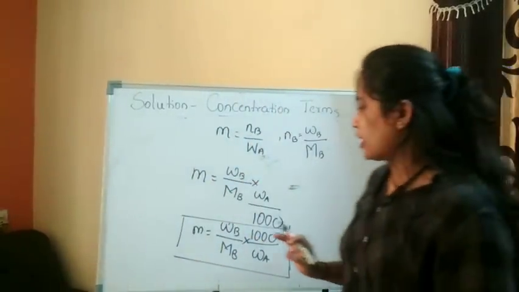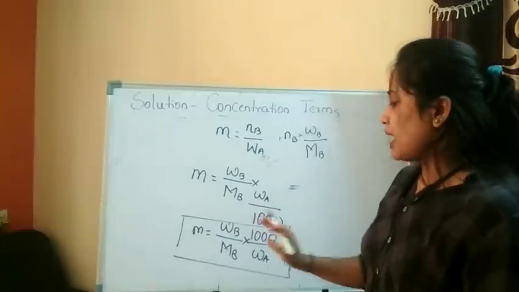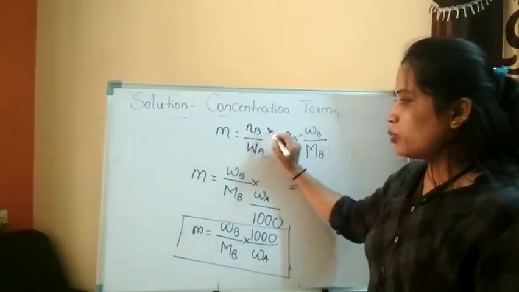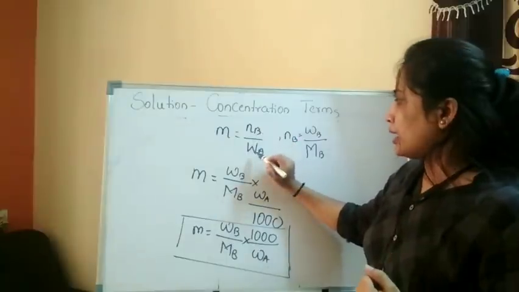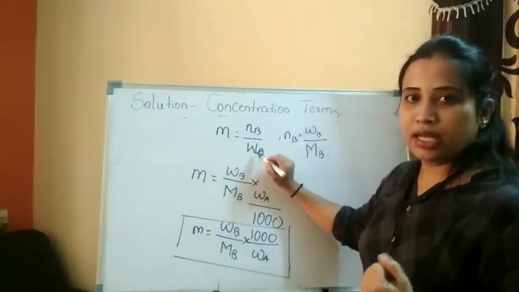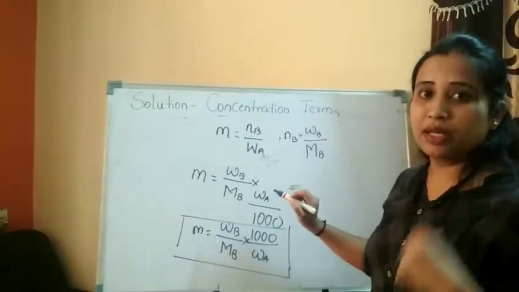Quite simple. As I told, the unit for molality is, yes, the number of moles of the solute is expressed in mole, and in the case of weight it is taken as kg. So the unit is mole per kg.